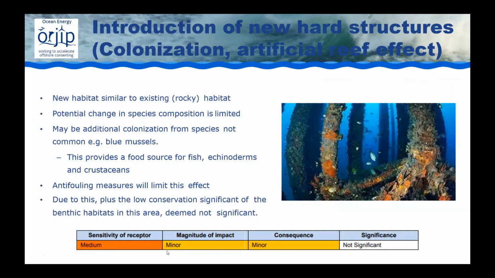It was noted that there could be additional colonization from species that are not as common in the area, such as blue mussels, and that this would provide a food source for fish, echinoderms, and crustaceans. There would be anti-fouling measures used on the hard structures to limit this effect. Due to this and the low conservation significance, as I said, of the benthic habitats in the area, this impact was deemed to be not significant overall.